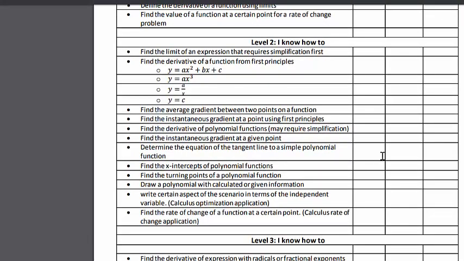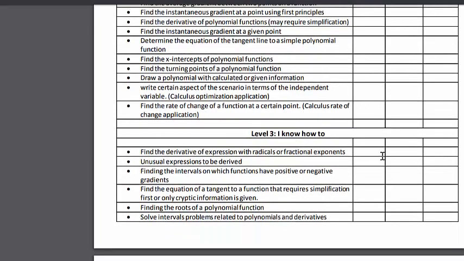Find the average gradient between 2 points on a function. Find the instantaneous gradients using first principles. Finding the derivative of a polynomial function may require simplification. I do not want to go over all of this, but each of these skills can be asked. I want to go to this one.